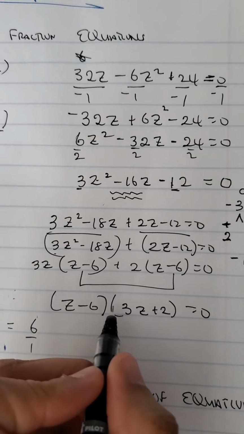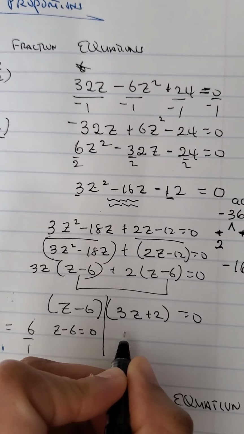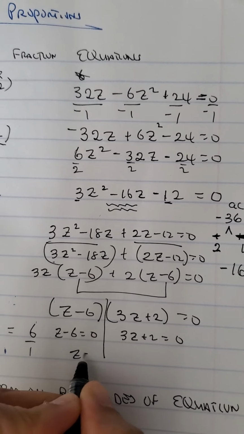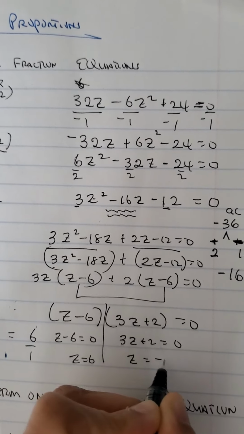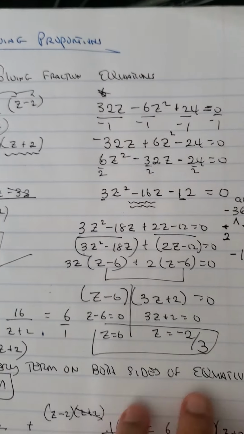Now I'm going to set my individual factors, as we remember, to 0 and solve for z. So I have z equals 6 and z equals negative 2/3. All right, then let's try another one.